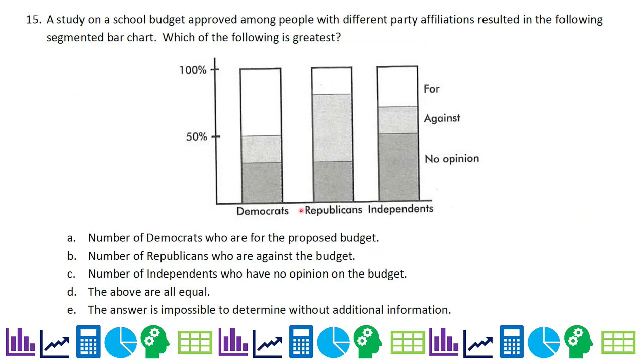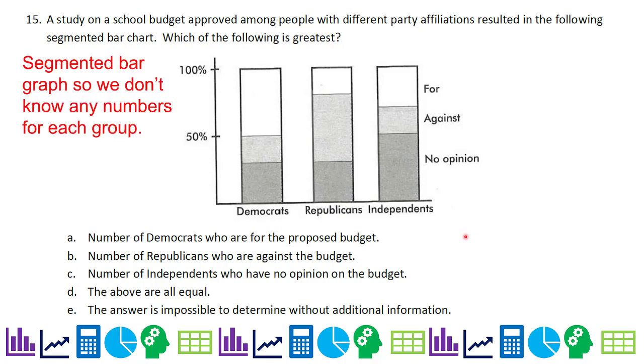Number 15, a study on school budget approval among people with different party affiliations resulted in the following segmented bar chart. Which of the following is the greatest? Well, it's a segmented bar graph, so we don't know any of the numbers in each group. These are only going to 100%. So you can cross off A, B, and C, which means you can also cross off D. So the answer is, it is impossible to determine without additional information.